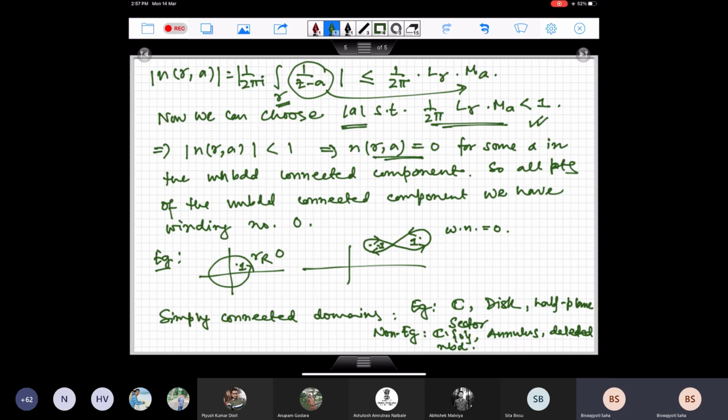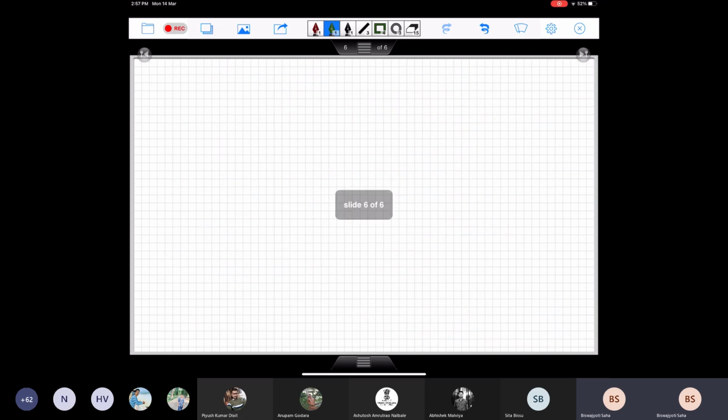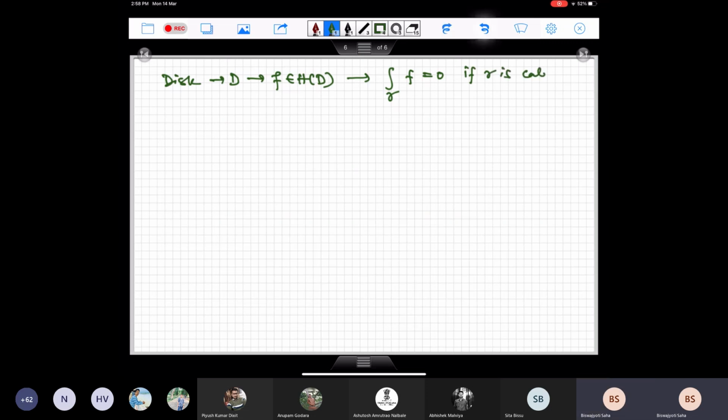Now, why am I telling you about all this? For example, of course, we had seen that suppose I have a disk D, and I have a function which is holomorphic on D. Then we saw that the integral over gamma of f is 0 if gamma is a closed curve in D.